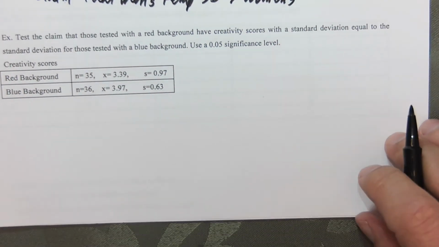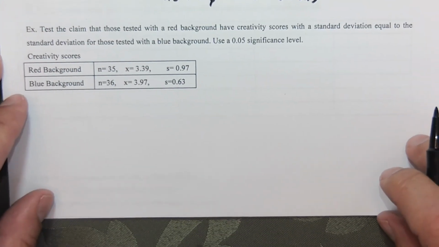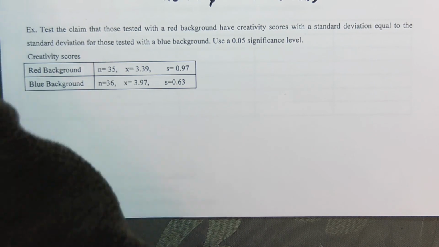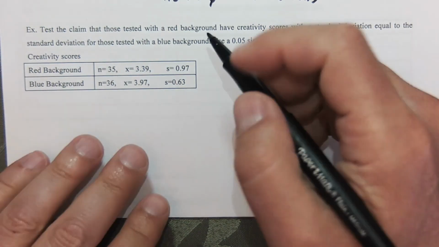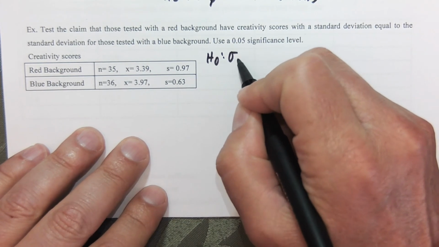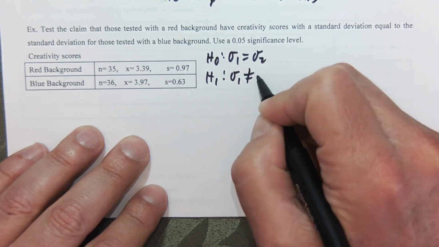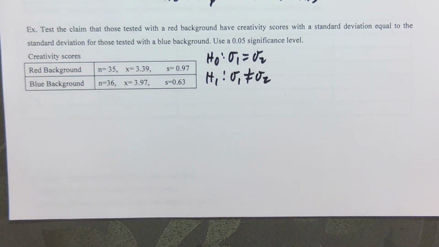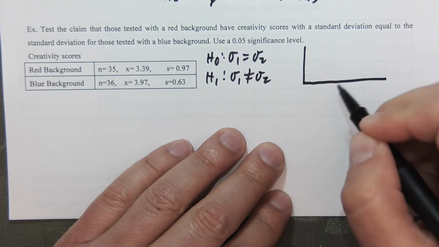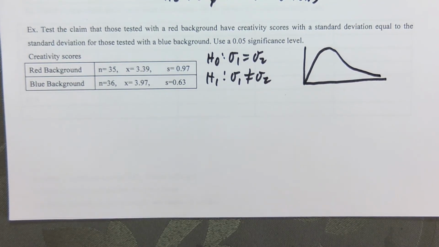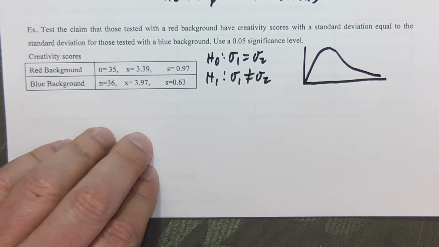Let's do one more. Test a claim that those who tested with a red background have creativity scores with a standard deviation equal to that of the standard deviation of those tested with a blue background. And we're testing this. Sigma sub 1 is equal to sigma sub 2, or that it's not equal to. Which means it's going to be a two-tailed test. And you can see our significance level here is 0.05. Gets split up.